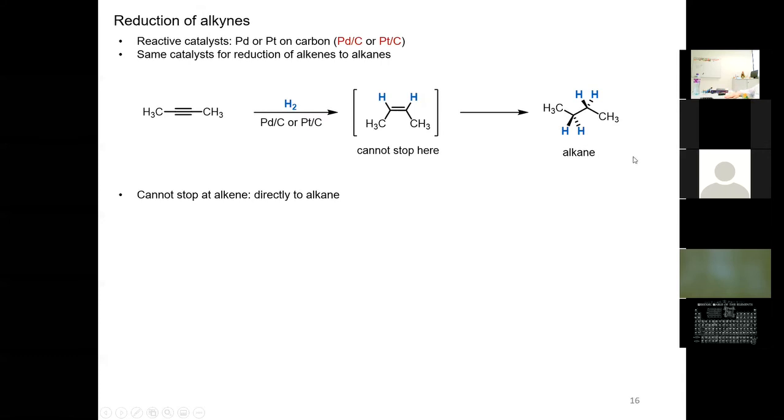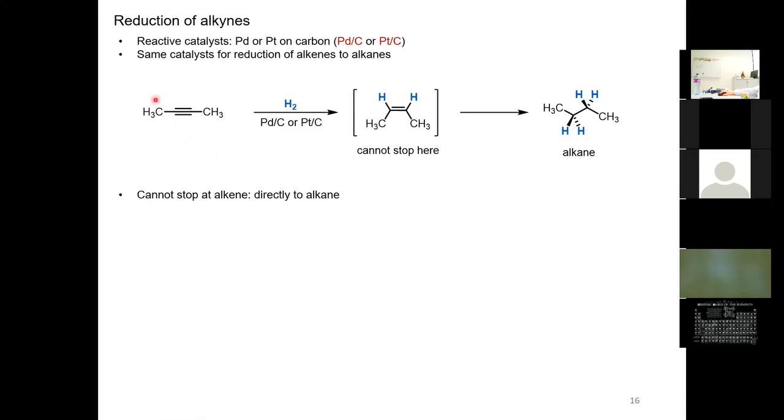Then how about the reduction of alkynes? If we use hydrogen gas to reduce the alkyne, it will follow a similar pathway as the hydrogenation of alkenes, right? So it's cis addition. Usually for alkynes, we use a similar catalyst as the alkene hydrogenation. In this case, we can use palladium on carbon, which means palladium on carbon, or platinum on carbon. Both can be used to reduce alkynes.